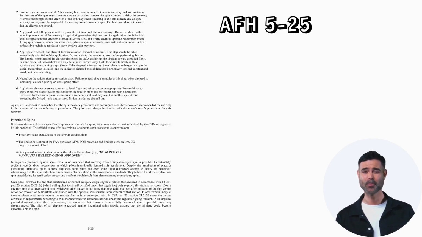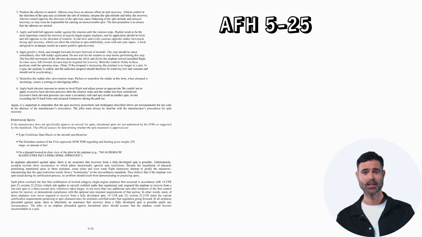4. Apply positive, brisk, and straightforward elevator forward of neutral. This step should be taken immediately after full rudder application. Do not wait for the rotation to stop before performing this step. The forceful movement of the elevator decreases the AOA and drives the airplane toward unstalled flight. In some cases, full forward elevator may be required for recovery. Hold the controls firmly in these positions until the spinning stops.